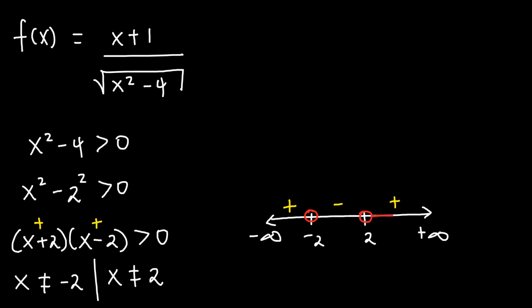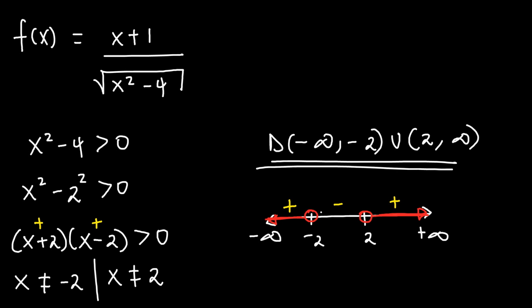So we need to shade from positive 2 to the right, because x can be greater than 2. And then shade from negative 2 to the left, because x can be less than negative 2. Therefore, the domain for this function will be from negative infinity to negative 2, not including negative 2, union from positive 2 to positive infinity, not including positive 2.